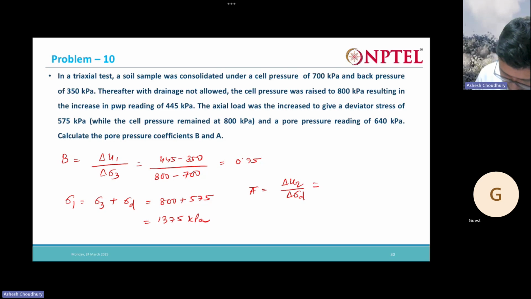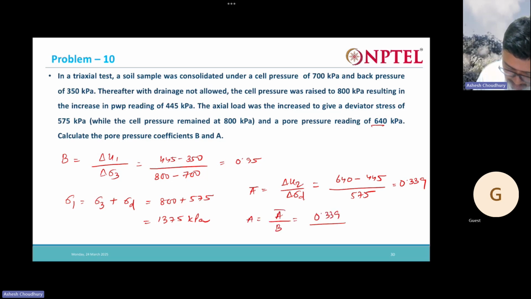So now pore pressure is 640, right? See what the increase is: 640, initially it was 445. Sigma D is 575, right? 25. So this will come out as 0.339. Now A bar by B I can write as 0.339 by 0.95, which comes out as 0.357. Okay, this is how you do it.